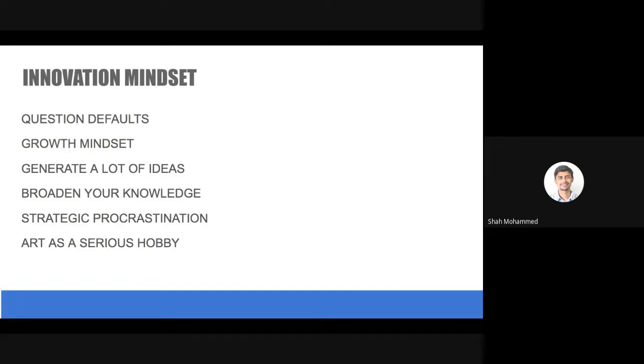The first thing is you also want to develop an innovation mindset. These are the certain things you need to follow in life. Then you start developing your creativity skills or innovative skills, right? The first thing is question defaults.